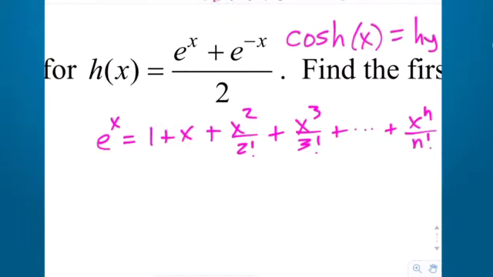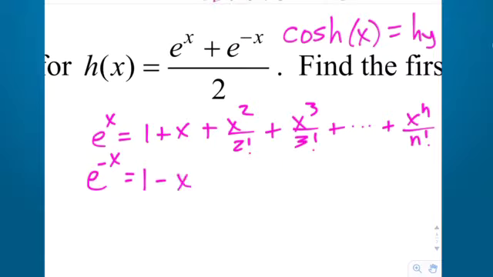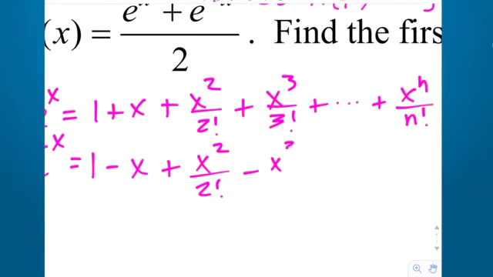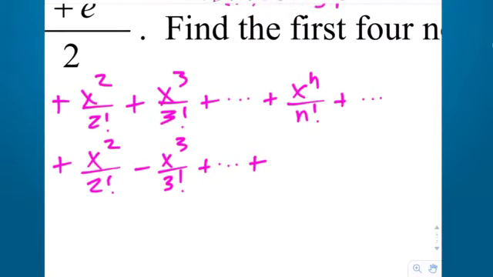Now underneath there, let's go ahead and create e to the negative x. We're not distributing a negative through. We're just replacing x with negative x, right? So we get 1 minus x. What happens on the next term when I square a negative x? It stays positive. So now plus x squared over 2 factorial. The odd powers are going to become negative, and the even powers stay positive. If you wanted the general term, you could write negative x quantity to the nth power over n factorial. That would be fine.